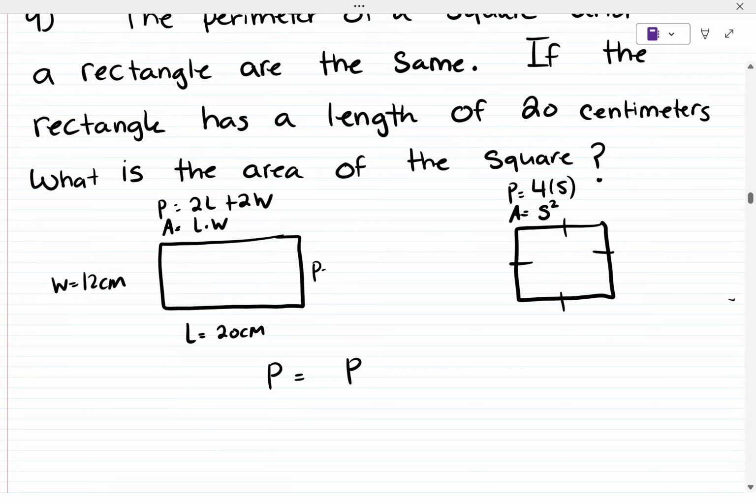So let's find the perimeter of this rectangle. It's basically 2 times L, which is 2 times 20, plus 2 times W, which is 2 times 12. And you get 40 plus 24. So my perimeter is 64. The perimeter of this rectangle is 64.